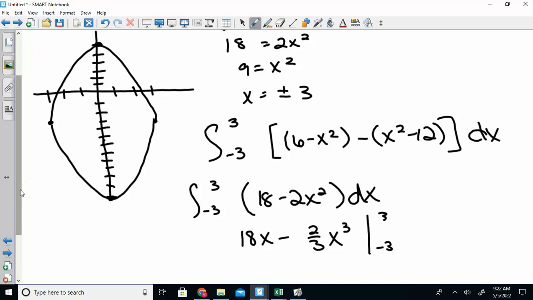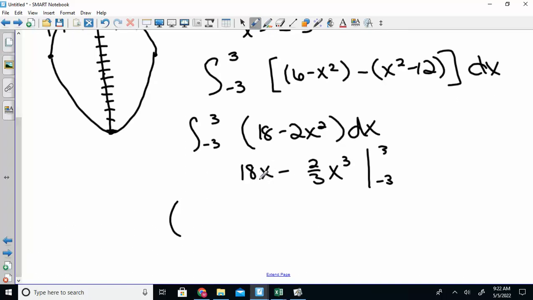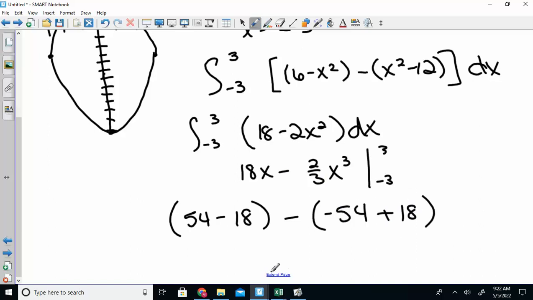So we plug in 3: 18 times 3 is 54. 2/3 times 3 cubed: 3 cubed is 27, divided by 3 is 9, times 2 is 18. If you put in negative 3, we get negative 54 plus 18, which is negative 36. Negative 36 minus negative 36 is positive 72.